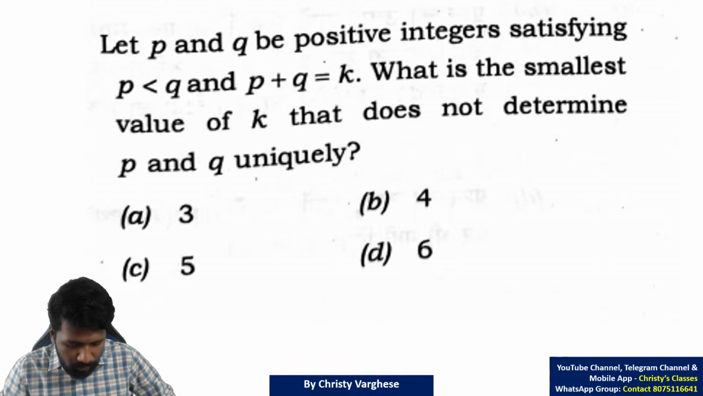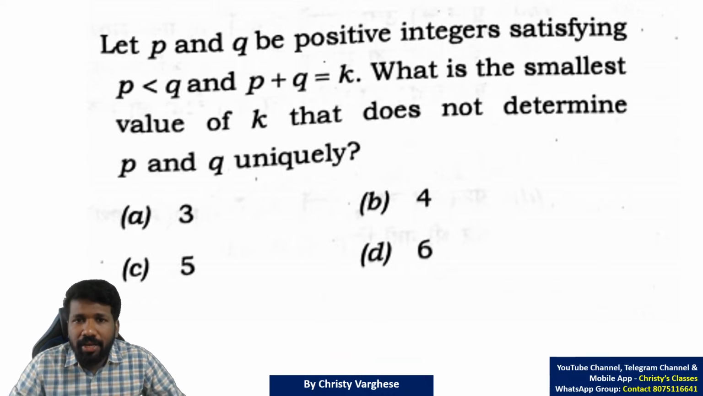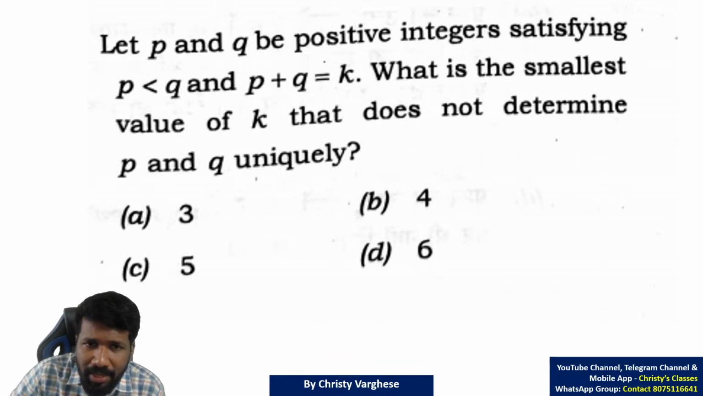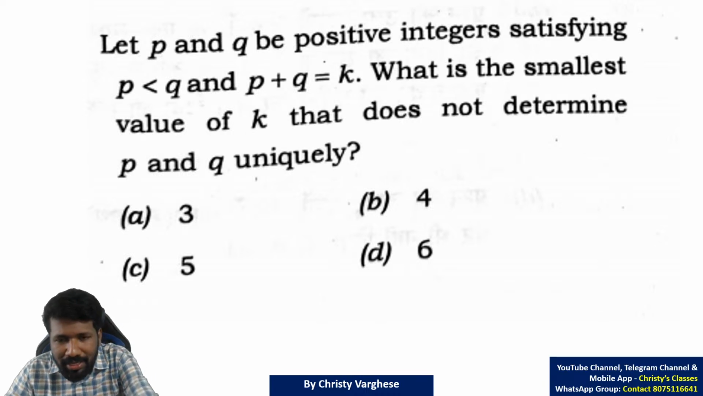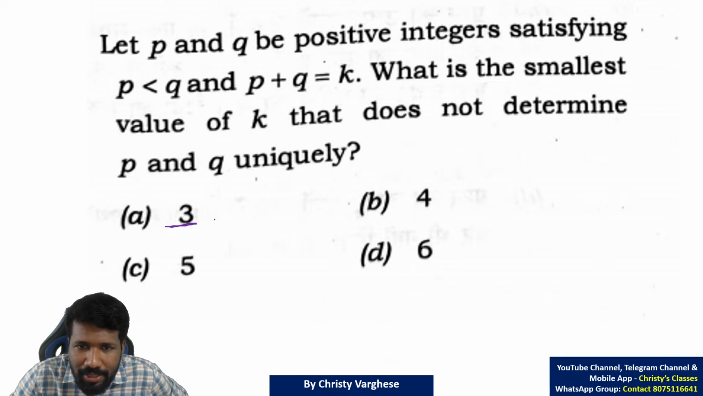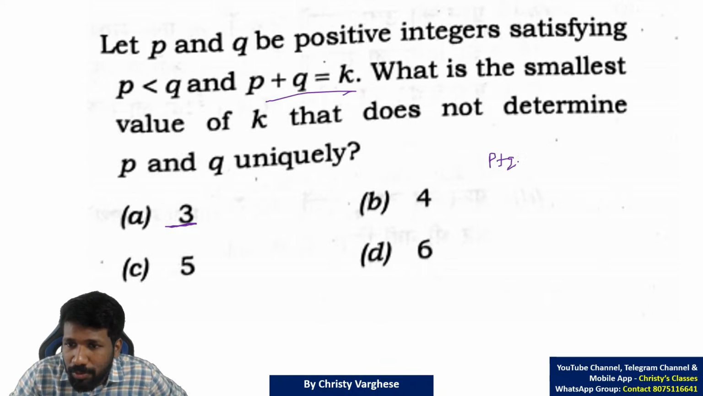Okay, I'll explain. Let P and Q be positive integers such that P is less than Q and P plus Q is equal to K. What is the smallest value of K that does not determine P and Q uniquely? Smallest value means, let us start with the smallest value in the options and see whether that is possible. K being 3. You will understand the meaning of the question also when you substitute the option here.